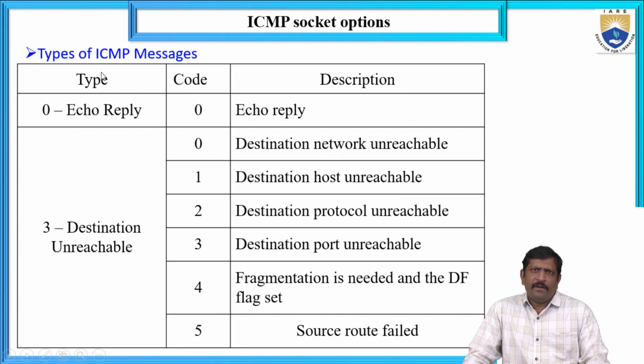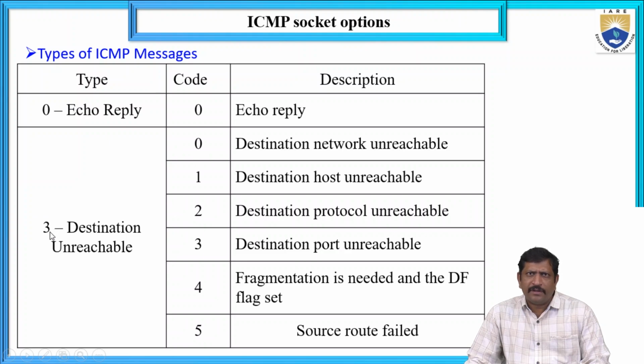Types of ICMP messages. So the first is type 0. Type 0 is an echo reply, which indicates the code is 0. 0 means here no error, it is echo replying.